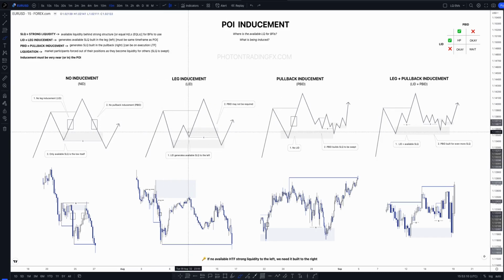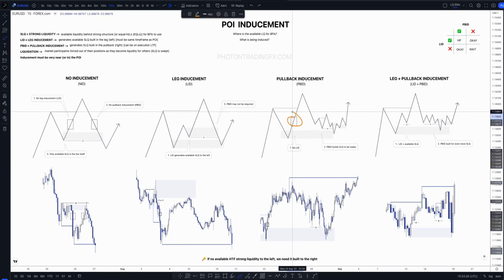If there is leg inducement, okay, then the POI that has the leg inducement right in front of it, so it needs to be nearby, has an increased probability of now holding. You might not want to wait for pullback inducement to be built, right? It may not be required because it can use this here.